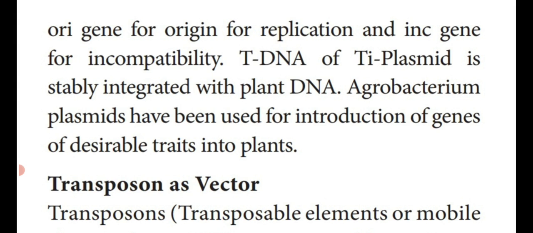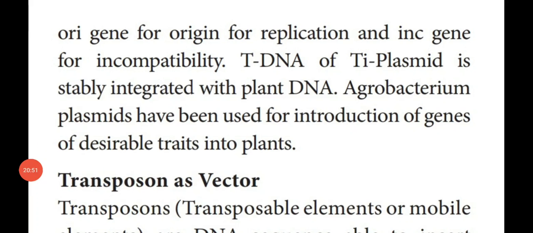Then it contains the region of ori, that means origin of replication, and the inc gene. Inc gene means incompatibility. Dear students, the inc gene is for incompatibility, that means this region is unable to cooperate with the other organism. That region is known as the incompatibility region, which contains the inc gene. The T-DNA, that means tumor inducing DNA of the Ti plasmid, is integrated with the plant DNA.